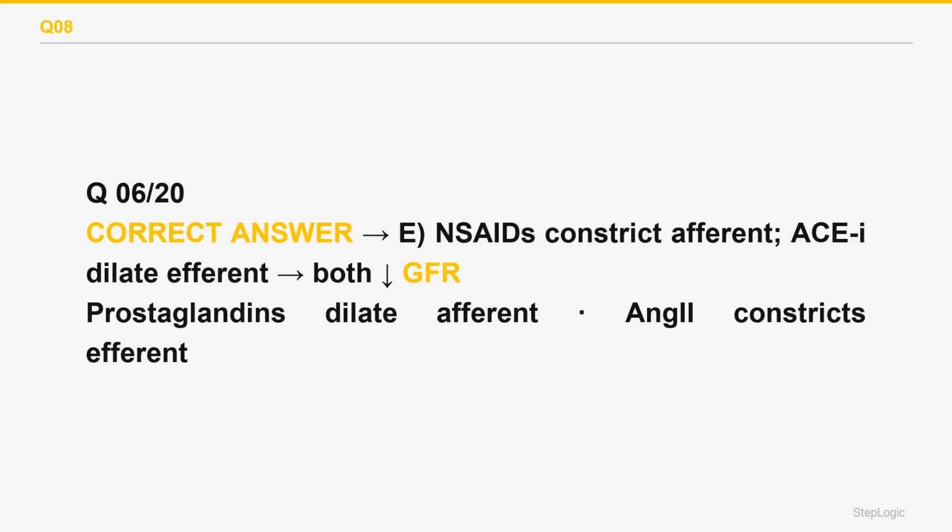The clean way to remember: prostaglandins protect the afferent, angiotensin II tightens the efferent. Block prostaglandins with an NSAID and the afferent clamps down. Block angiotensin II with an ACE inhibitor and the efferent opens up. In a vulnerable kidney, either drops the filtration pressure.